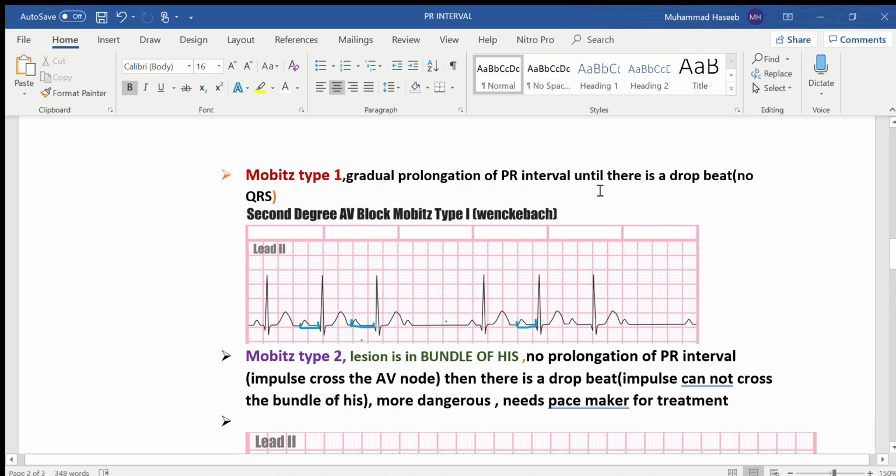Gradual prolongation of the PR interval until there is a drop beat, with no QRS complex. So this is a drop beat after gradual prolongation. In Mobitz type 2, the lesion is usually in the bundle of His.